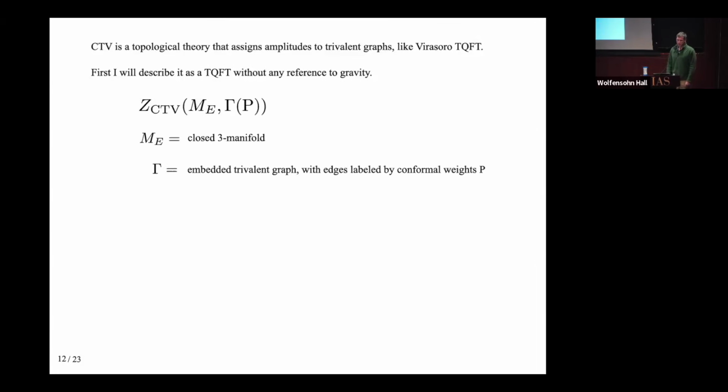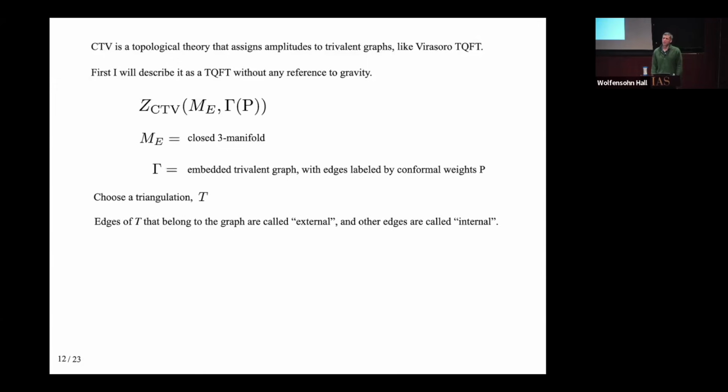CTV is a topological theory that assigns amplitudes to trivalent graphs like Virasoro TQFT. First, I'll describe it just in the language of TQFT without any reference to gravity, and we'll come back to gravity later. I'll write the partition function this way, where M sub E is a closed 3 manifold, the embedding manifold. Gamma is a trivalent graph with edges labeled by conformal weights P.